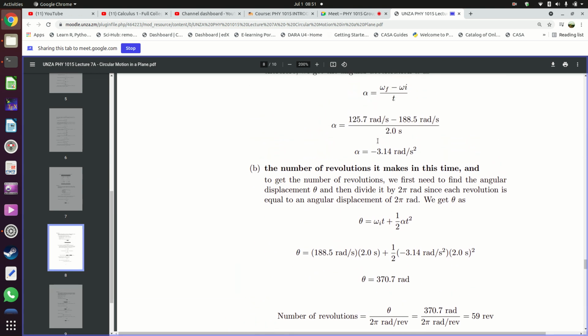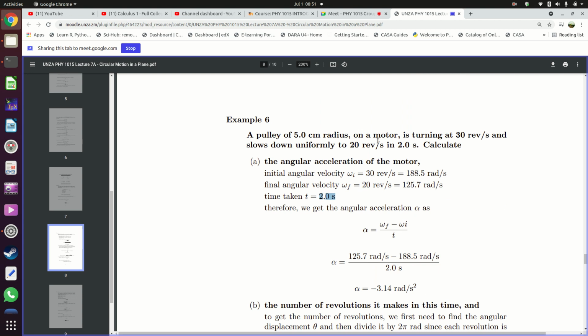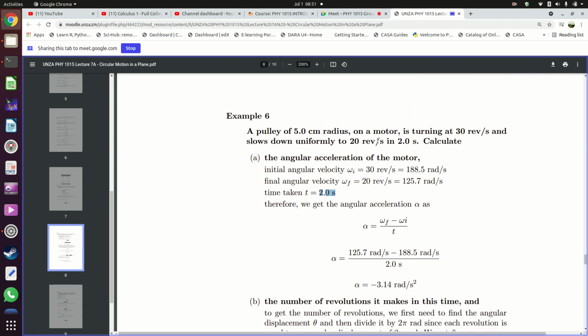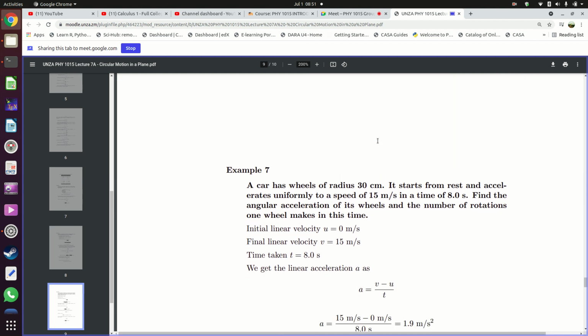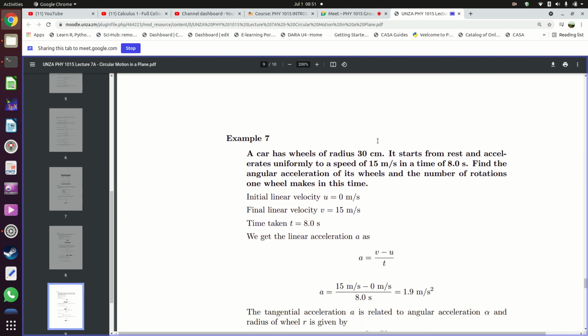So here we have an example where something was rotating, then we translated it into how much distance the belt actually moved. Example number 7 is something which moves in a straight line. We're going to start with linear, then we turn the linear things into circular stuff.